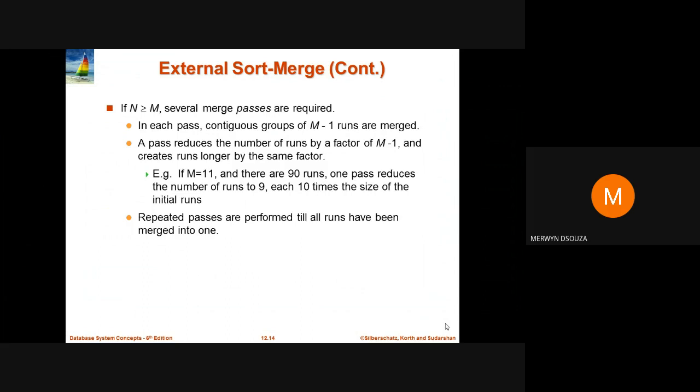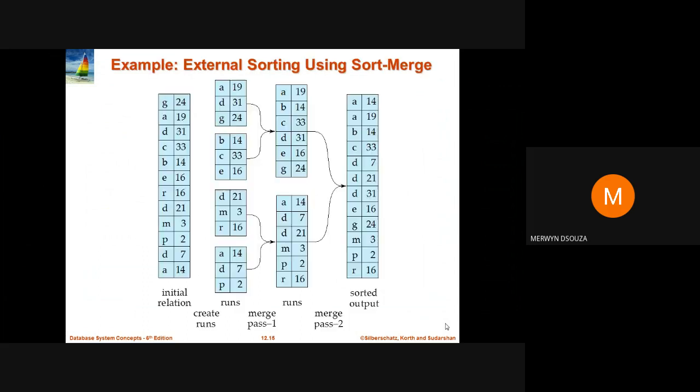Don't worry if you have not understood what I have just told. This was the entire algorithm. I will explain with the help of an example how this external sort merge works.